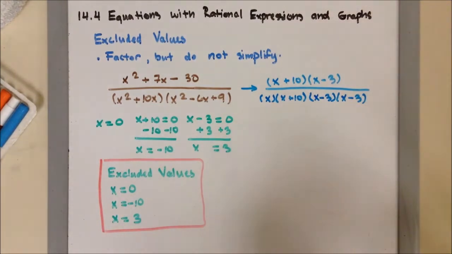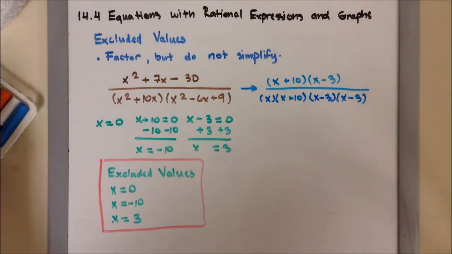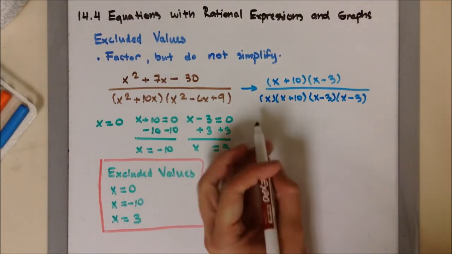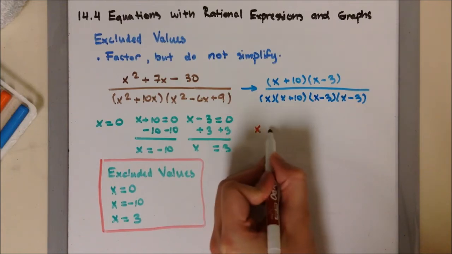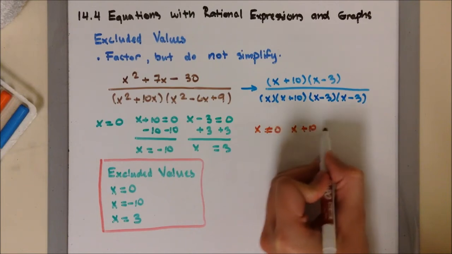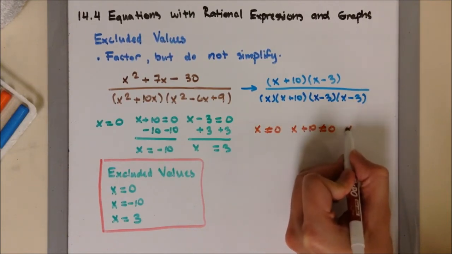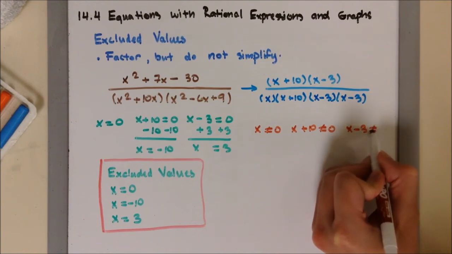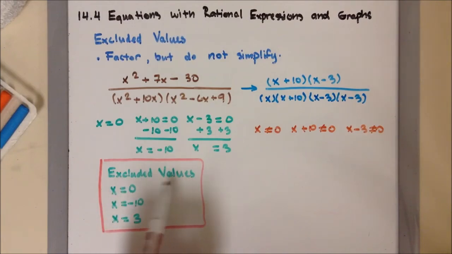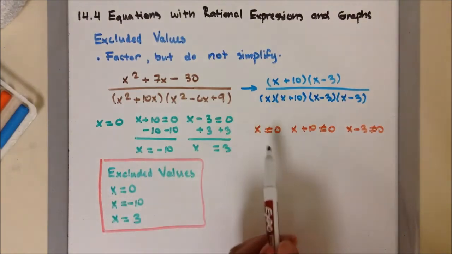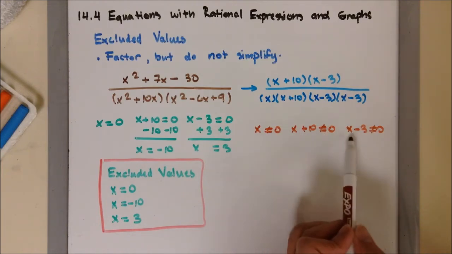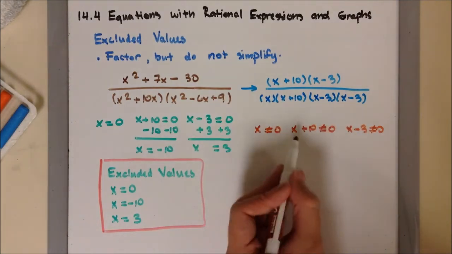Now, if you were not going to state that you were looking for your excluded values, just like before, you can say x cannot equal 0, x plus 10 cannot equal 0, and x minus 3 cannot equal 0. So again, if you're not going to state that these are your excluded values, then you can write it as x not equal to 0, x plus 10 not equal to 0, and x minus 3 not equal to 0. And then just solve for x.